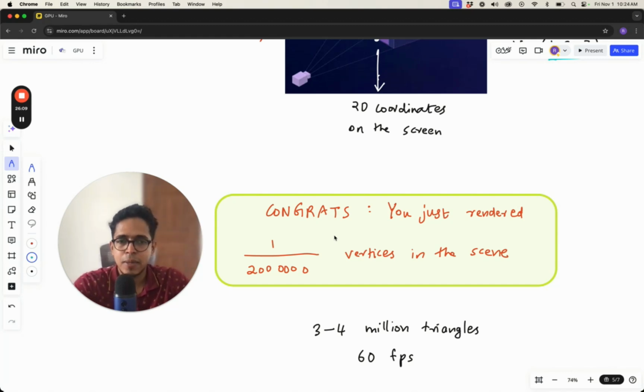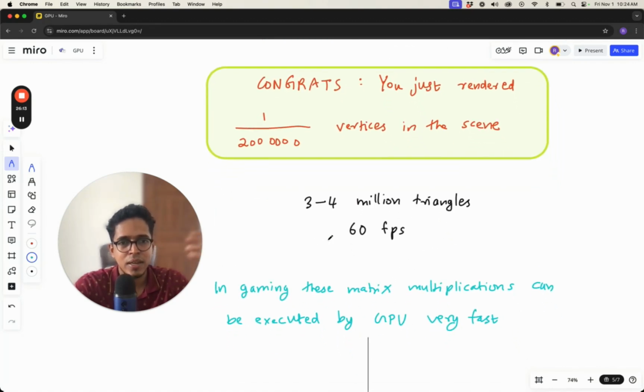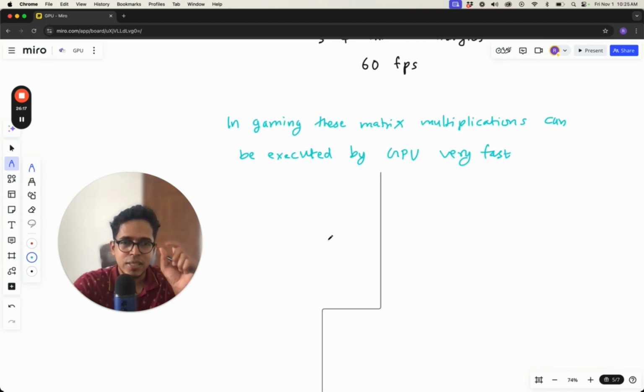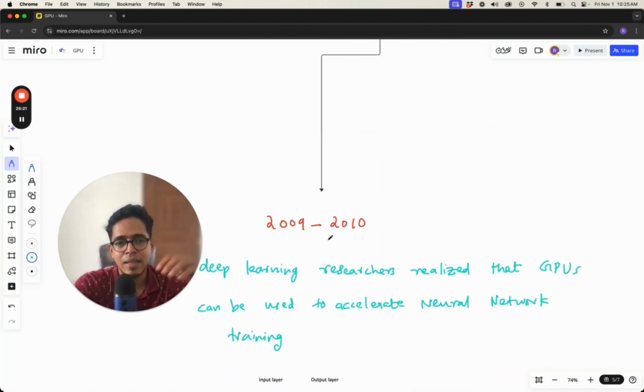Now things have changed much more. Now there are even more realistic games which are 100 gigabytes, 200 gigabytes in file size, which can be very easily played. So this is how, in gaming, the GPU completely revolutionized the entire graphics.